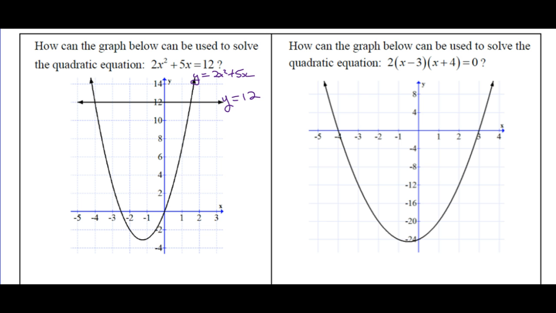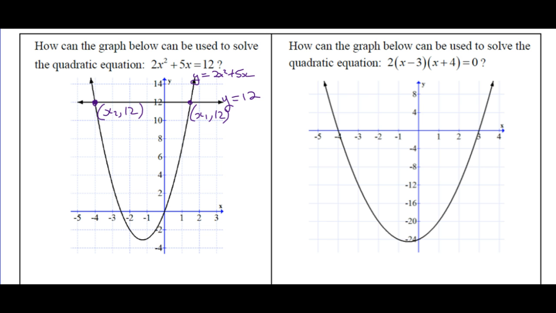This is the line y equals 12. So the y value of every point on this line is 12. What I want to find is, what's this x value? And what's this x value, right? This has coordinates, let's call it x1 comma 12, and this has coordinates, let's call that x2 comma 12. Right. There's values of x that will make the left side of the equation 2x squared plus 5x equal to 12. Right? That's what we want. We want to know what is the value of x that makes this equal to 12.